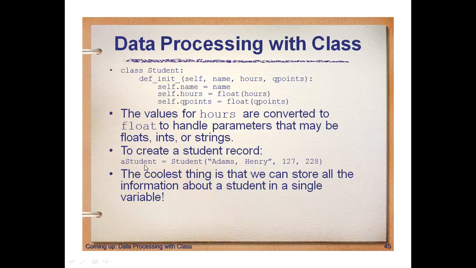Now I am creating an object here with the name a student, and I'm passing a few variables: Adam Hannity, the first name and the last name, 127 is his hours, the teaching hours, and 228 are his quality points. The coolest thing is that we can store all the information of this particular student in one variable.